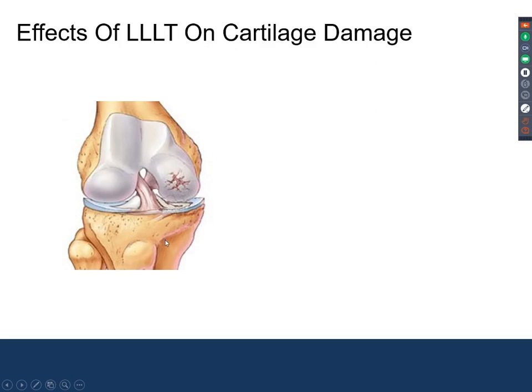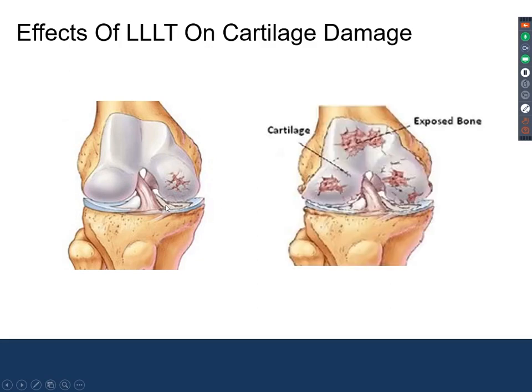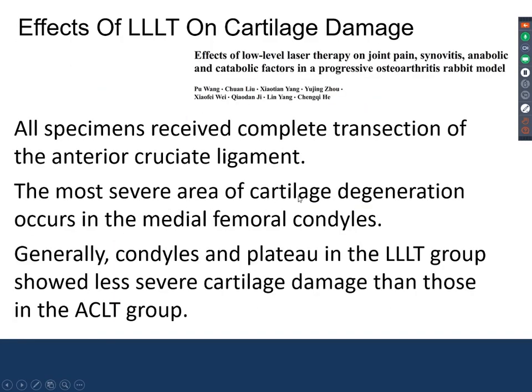Okay, next, how does it help with respect to cartilage damage? So this particular experiment, by the way, there's lots of experiments, I'm just showing you the highlights here, looked at osteoarthritis in a rabbit model. They excised the anterior cruciate ligament, let it degenerate on the medial femoral condyles, and this, of course, led to cartilage deterioration.